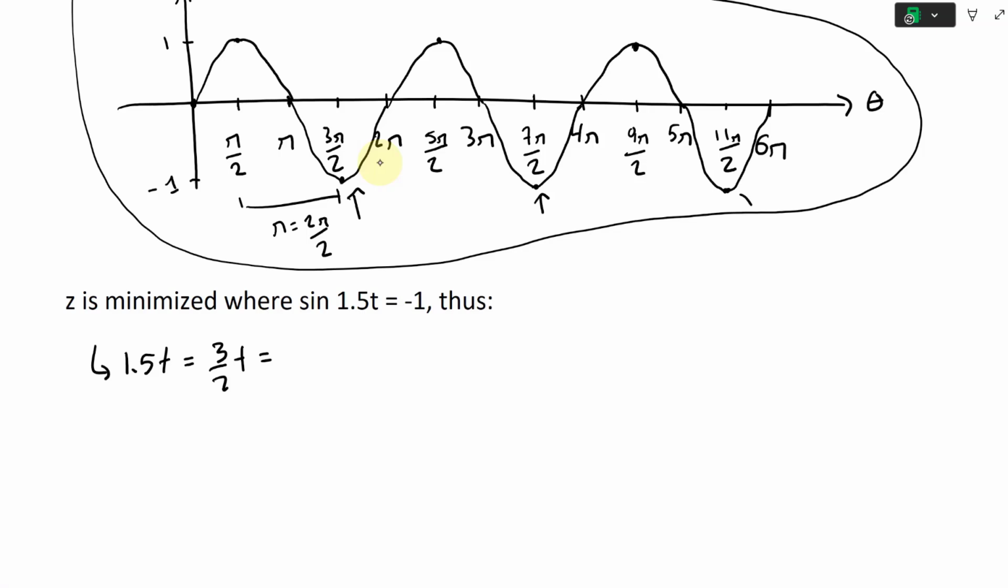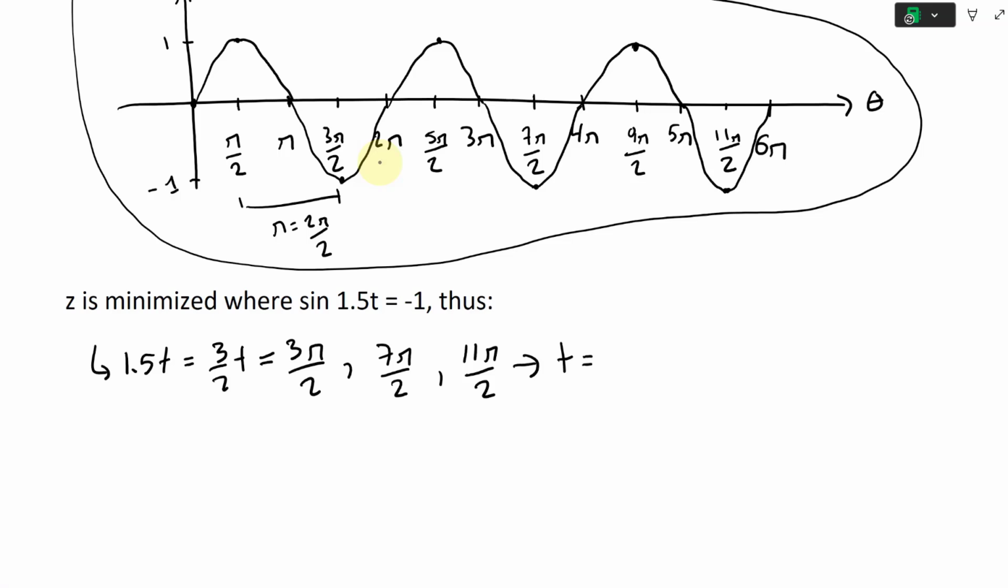Let's erase these arrows. All right, let me just finish erasing those. And one more. So this is going to be at 3 pi/2. And then the next one's going to be 7 pi/2. Next one's going to be 11 pi/2. And then from there we could solve for t.